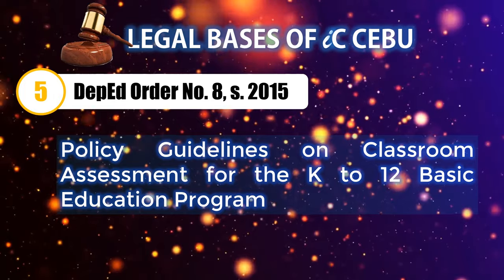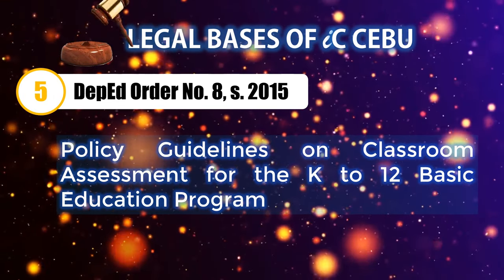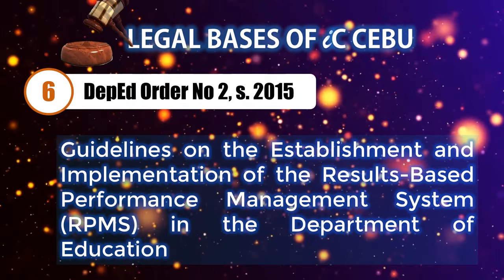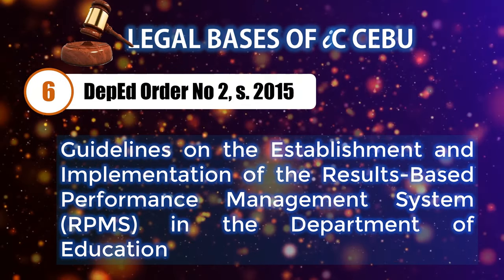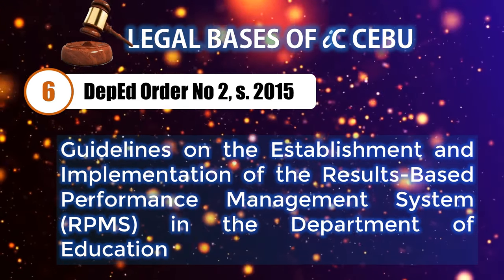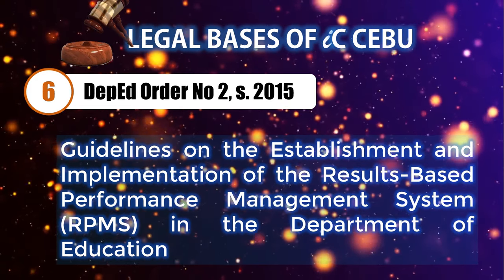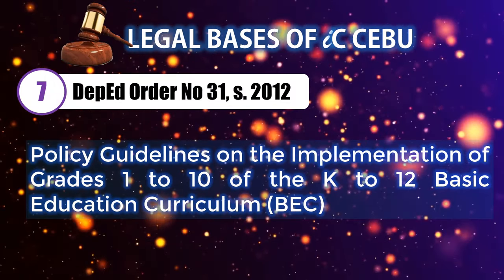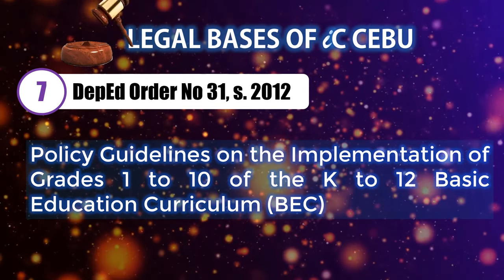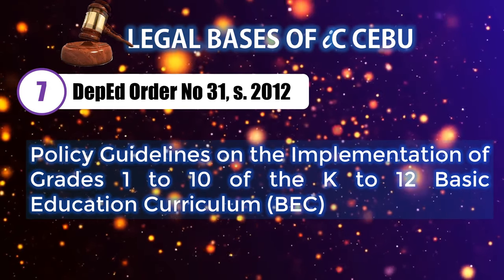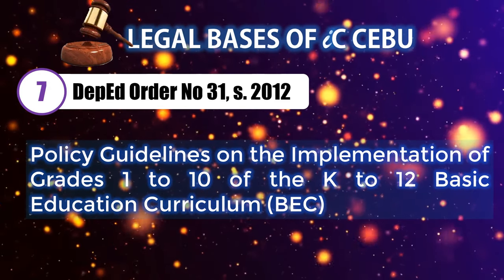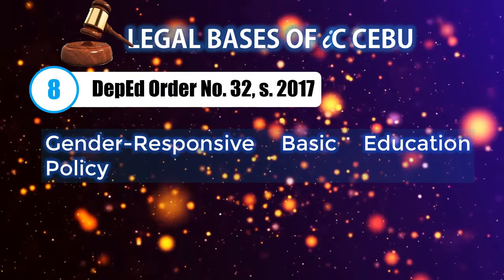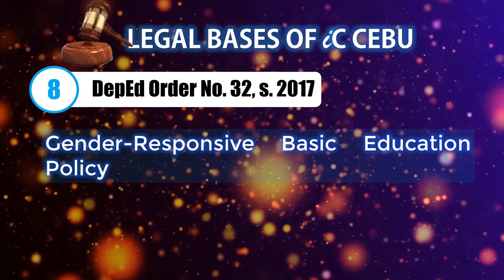DepEd Order No. 8, Series of 2015, Policy Guidelines on Classroom Assessment for the K-12 Basic Education Program. DepEd Order No. 2, Series of 2015, Guidelines on the Establishment and Implementation of the Results-Based Performance Management System, or RPMS, in the Department of Education. DepEd Order No. 31, Series of 2012, Policy Guidelines on the Implementation of Grades 1 to 10 of the K-12 Basic Education Curriculum. And DepEd Order No. 32, Series of 2017, Gender Responsive Basic Education Policy.